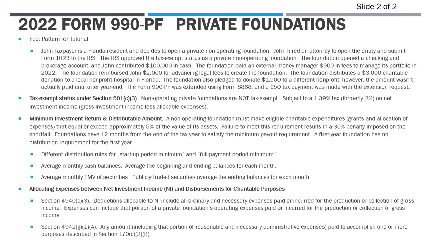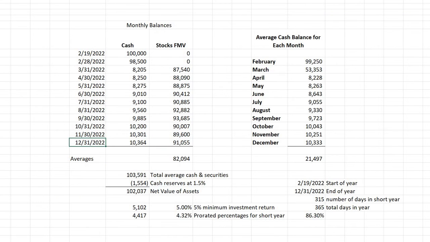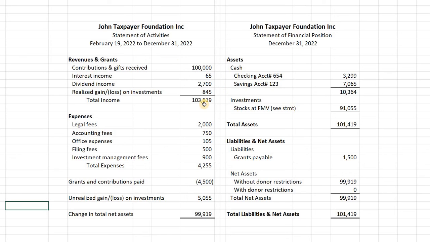All right, so let's have a look at the financial statements really quick, and then we'll start getting into the return. So we've got our foundation's financial statements here. We can see at the very top the contributions or gifts received. There's the $100,000 that John put into the foundation, right? So that's going to be his charitable deduction for the year on his 1040, subject to that 30% limitation of AGI, right? We could talk about that a little bit later as well.